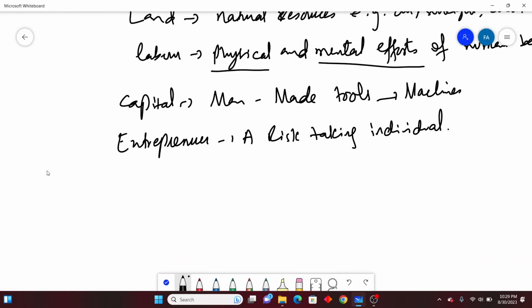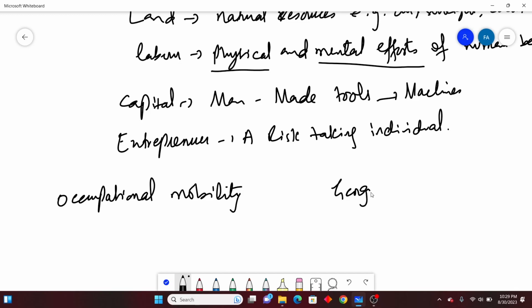In this chapter, we will be talking about occupational mobility and geographical mobility. Now that we have established what the factors of production are, we talk about geographical and occupational mobility for these factors. What do I mean by occupational mobility? Occupational mobility means can this thing be used for another purpose?